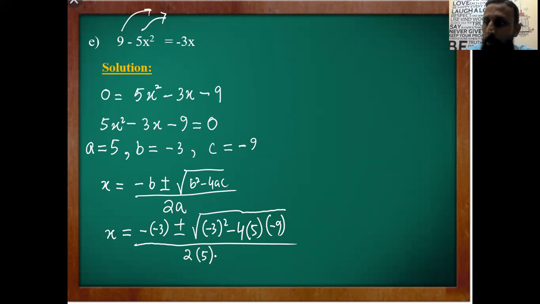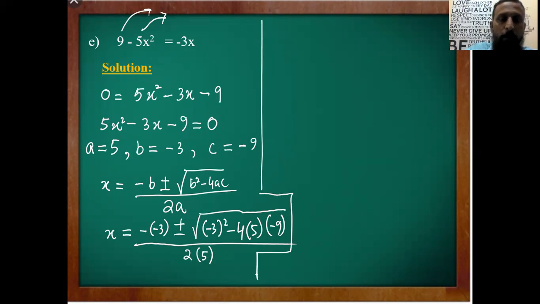All right, dear students, I hope this makes sense to you. 4 into 5 into minus 9, minus into minus 3. That's what I did, I plugged in these values. Now, what am I doing? I'm simplifying all these brackets now.